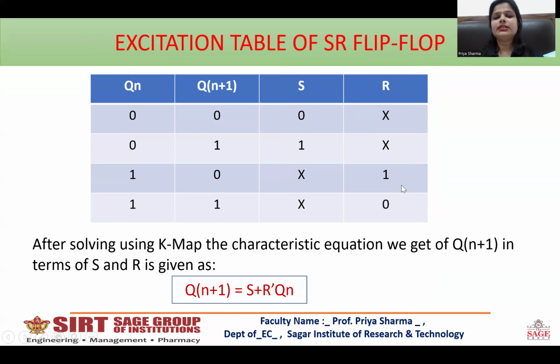Using this excitation table and solving through K map, we could derive a characteristic equation for the Qn plus 1, which comes out to be S plus R bar Qn. So this is the basic characteristic equation of an SR flip-flop.